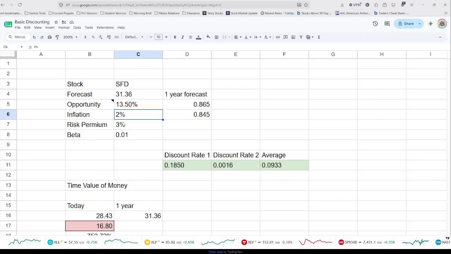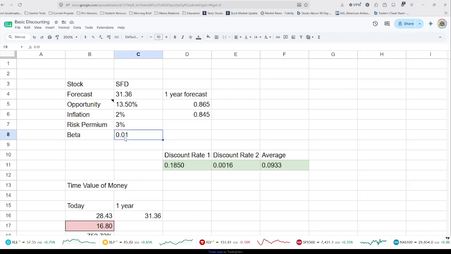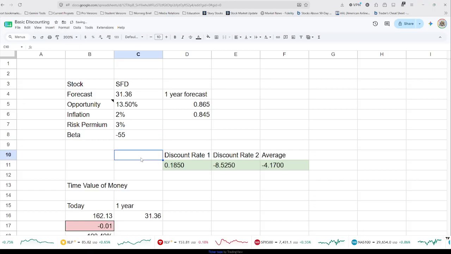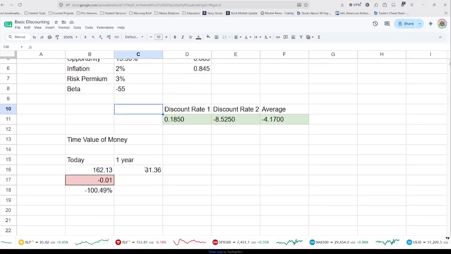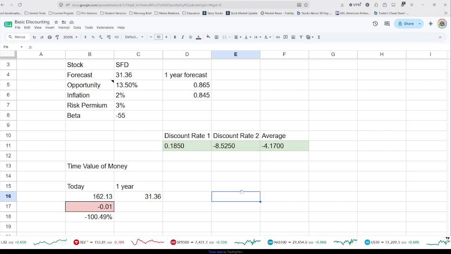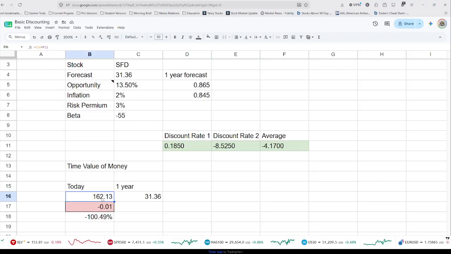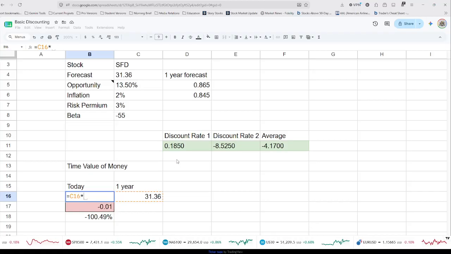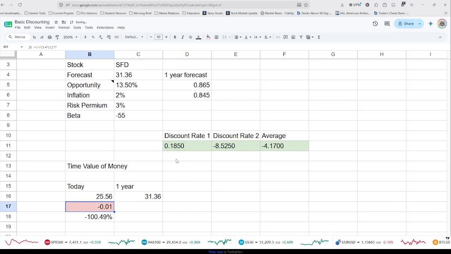Now, let's do the math here. All right. So this particular company has a beta of minus 5.5. Let me just show you guys what that looks like. Okay. This is what that looks like here. Right. It wouldn't make any sense to try to use this here. Okay. So what we want to do is just focus on this particular aspect right here. Let's see here. Okay, there we go.